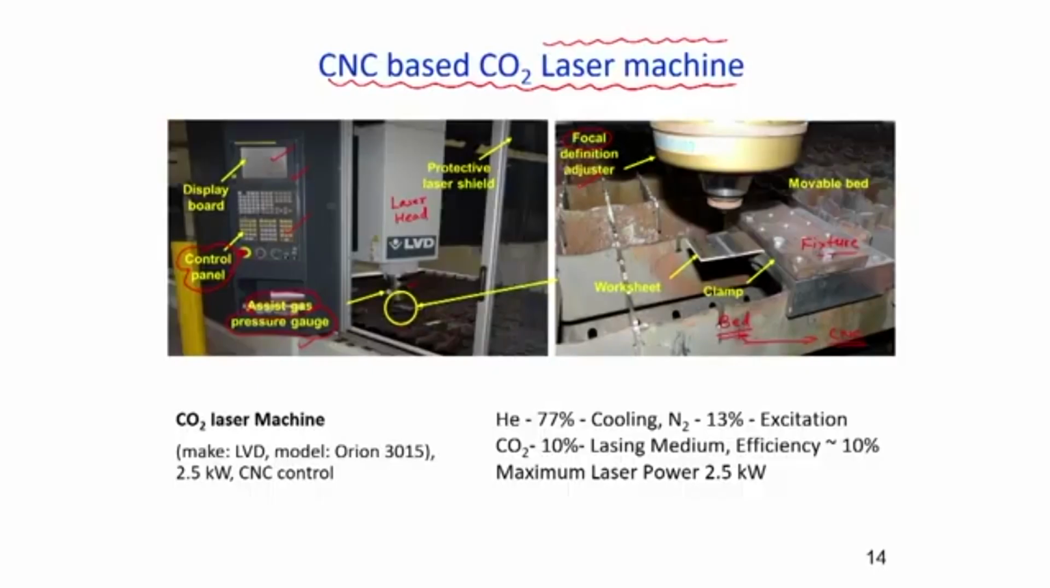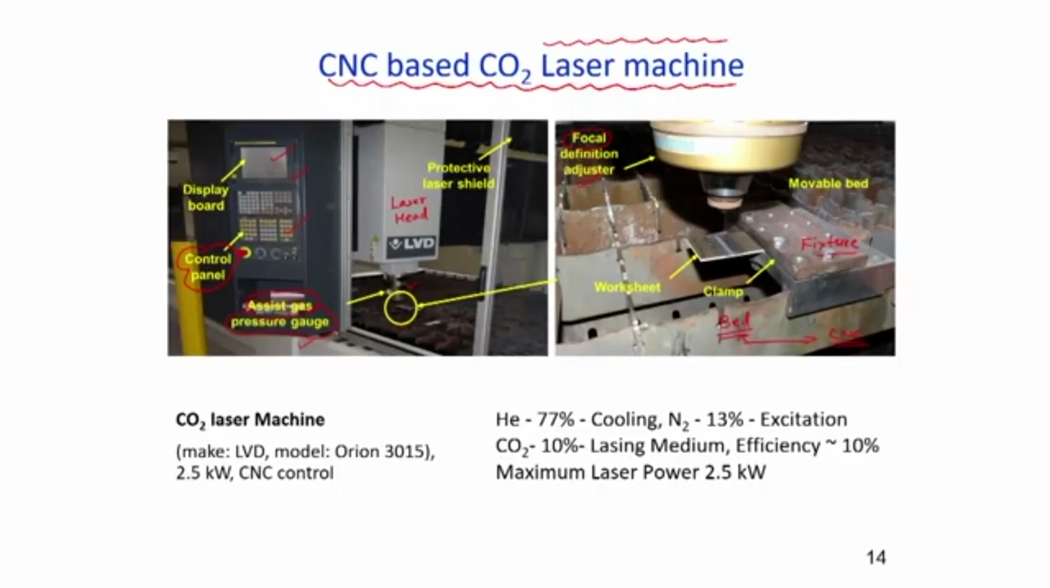Fine, the various gas combinations are there in front of you. This is a CO2 gas based laser where we are using CO2 of 10%, helium is the assist gas that is of 77%, and the excitation gas is the nitrogen. The CO2 has efficiency about 10%, and the maximum capacity of this particular machine is 2.5 kilowatt.